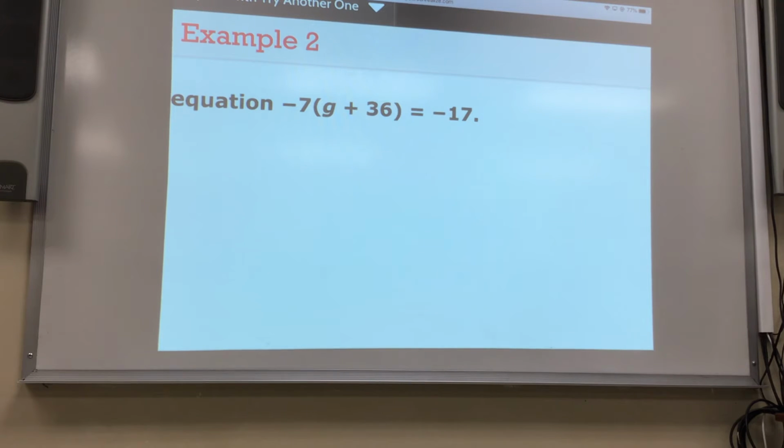Look back at the previous problem if you need help, because it's pretty similar.